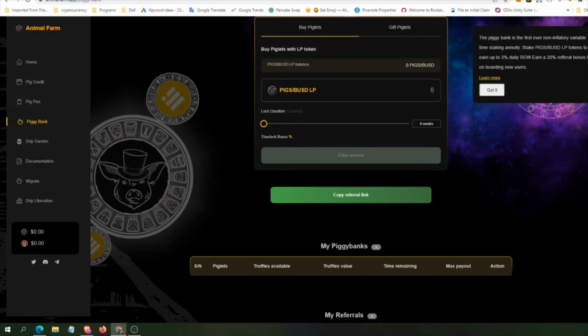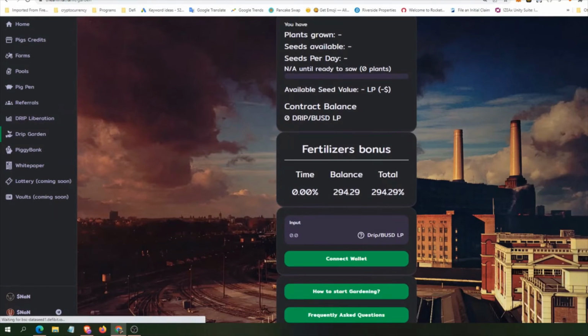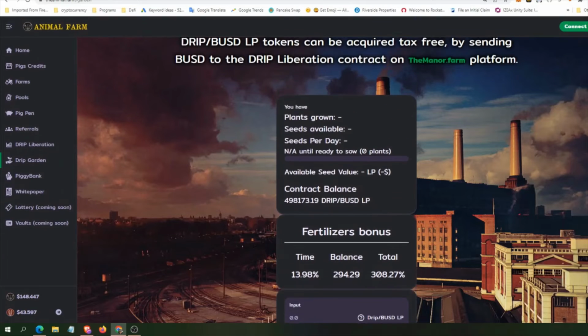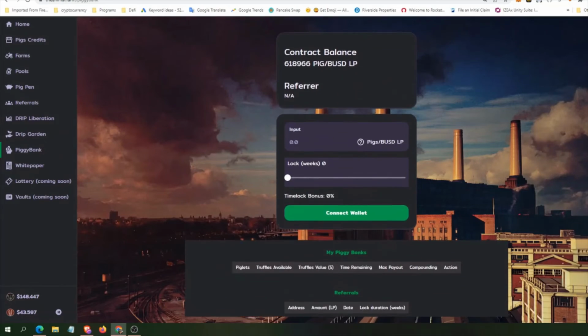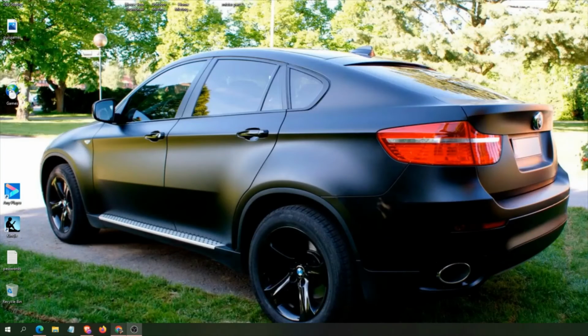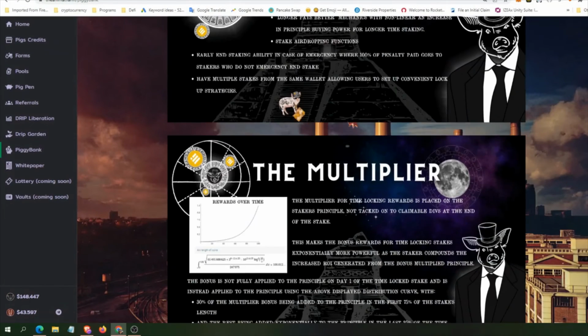Piggy bank total LP. Truffles. The drip garden. Everyone's already familiar with the drip garden. That's been going the whole time, so nothing's changed about the drip garden. And then you've got the piggy bank. So all this is going to be broken down.